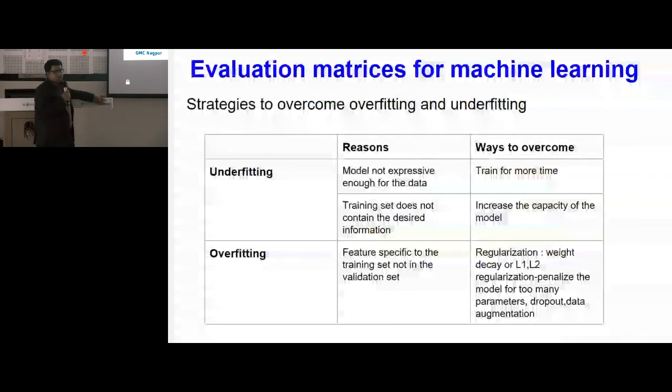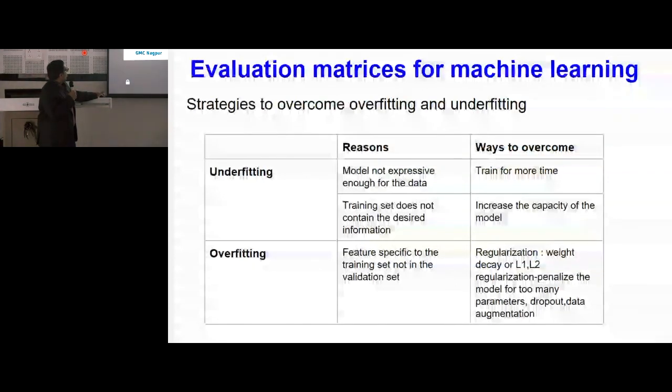For overfitting, the features specific to the training set are not present in the validation set. So this can be the reason for overfitting. There are a lot of things you can do, like regularization. You need to penalize your loss function basically if it is overfitting. There are a lot of things like dropout and data augmentation. You can do this stuff to overcome overfitting.